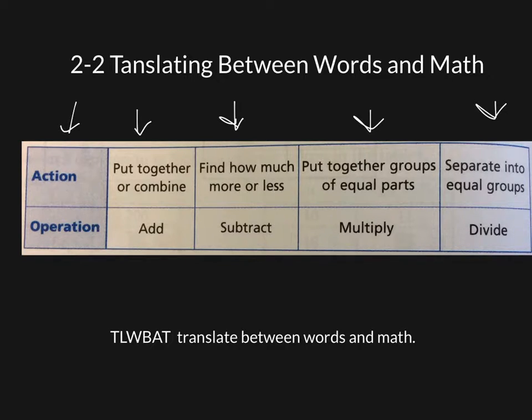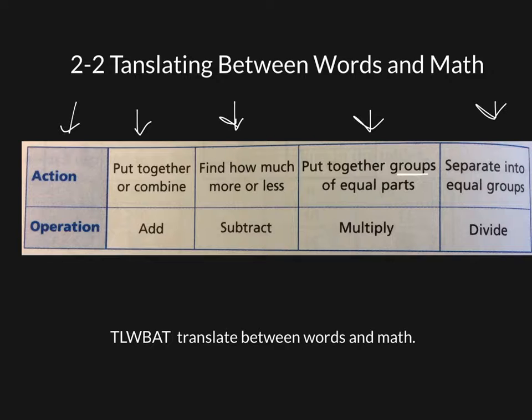So if you see words like put together or combine, you know the operation we're going to be doing is adding. If it says find out how much more or less somebody has, we know we're going to be finding the difference or subtracting. If we say put together groups, that keyword group will tell us we're going to be multiplying if those groups are equal parts. And then lastly, if it says separate into equal groups, so put together is multiply, separate is divide.